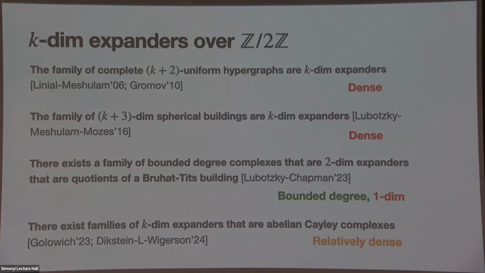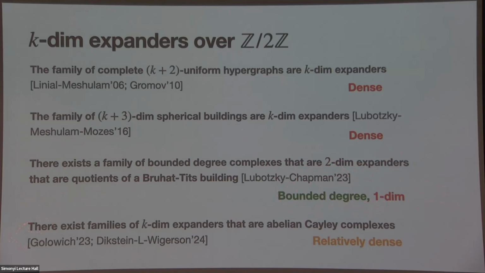So it's far from our goal of constructing bounded degree k-dimensional expanders. A more recent result by Lubotzky and Chapman gives us a bounded degree one-dimensional expander. Sorry, I wrote two here, but I meant one-dimensional expanders. And they come from quotients of a Bruhat-Tits building. So it's pretty good, bounded degree, but it's only in one dimension.